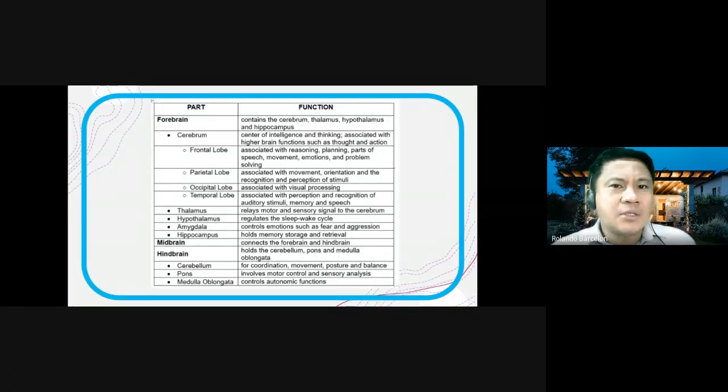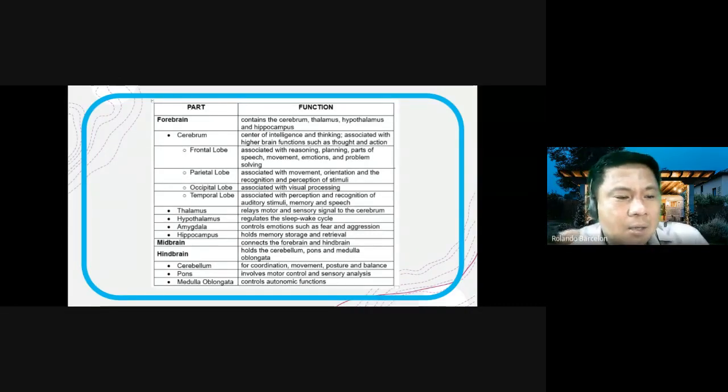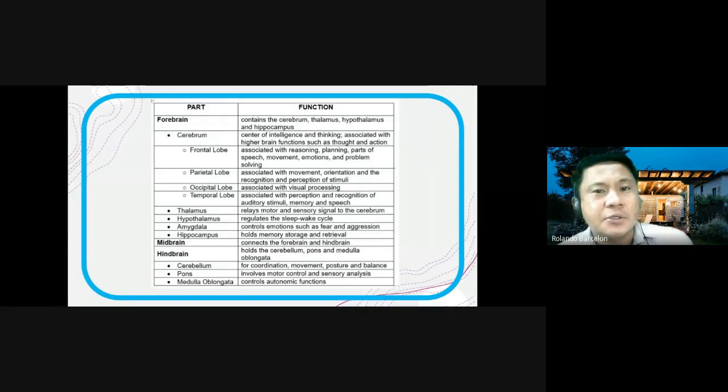In your brain, you have what we call the brain clock. What do we call the brain clock? The clock of our body is called the circadian rhythm. Research it on Google. It governs the sleep-wake cycle. Then the amygdala controls fear and aggression. Then the hippocampus holds memory storage and retrieval.